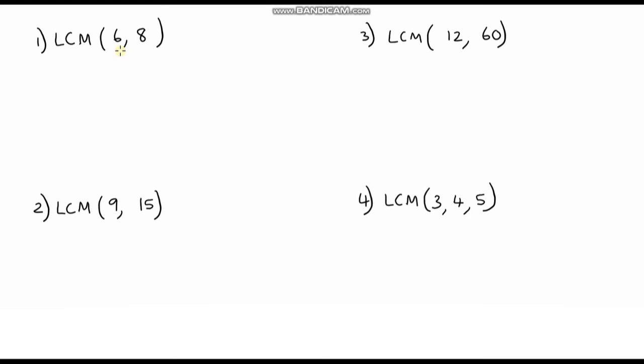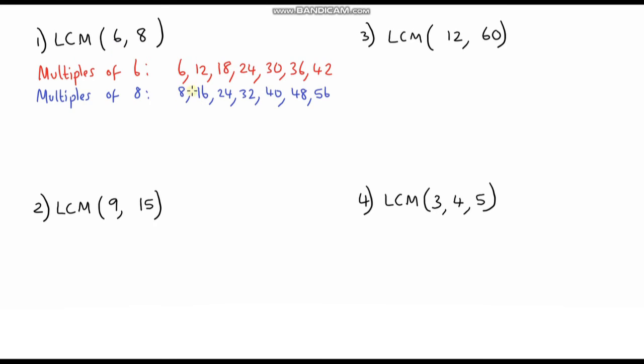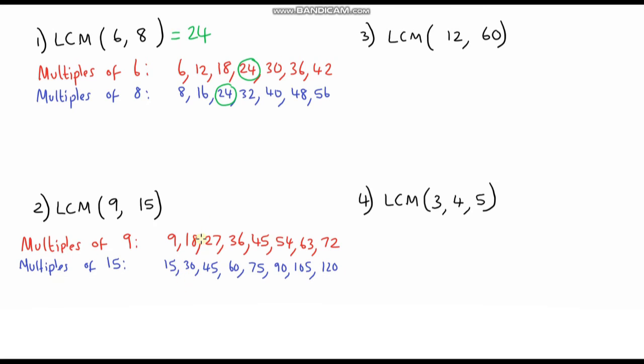So again, let's write down the multiples of 6 and the multiples of 8 first. And now we've done that, we can just identify the first common multiple, and that is 24. 24 is the first number that appears in both lists. So our lowest common multiple is 24. Now let's move on to question 2, the lowest common multiple of 9 and 15. And if we do the same thing as before, we just need to identify the first number that appears in both lists. And it looks like that is 45. So our lowest common multiple is 45.